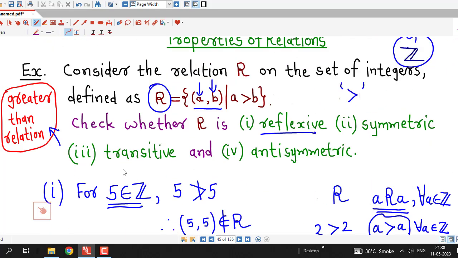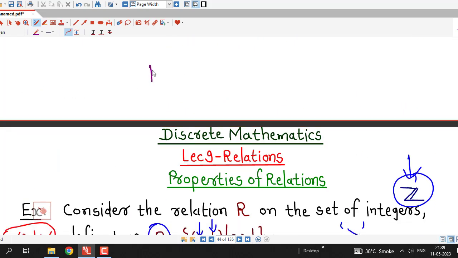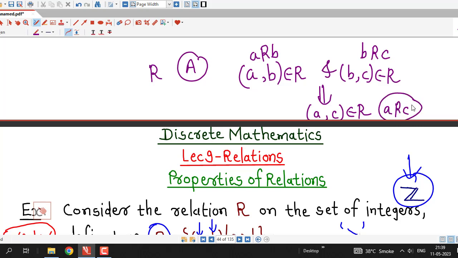Next property is the transitive property. So we recall the definition of a transitive relation. A relation R on a set A is called transitive if whenever (a, b) belongs to R and (b, c) belongs to R, then we must have (a, c) belongs to R. In other words, if a is related to b and b is related to c, then we must have a related to c.